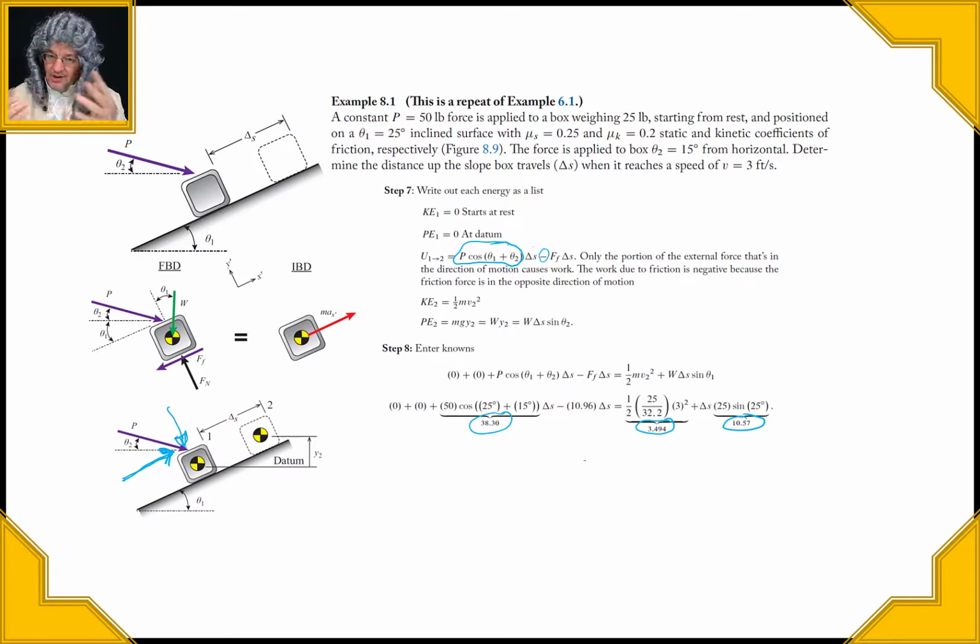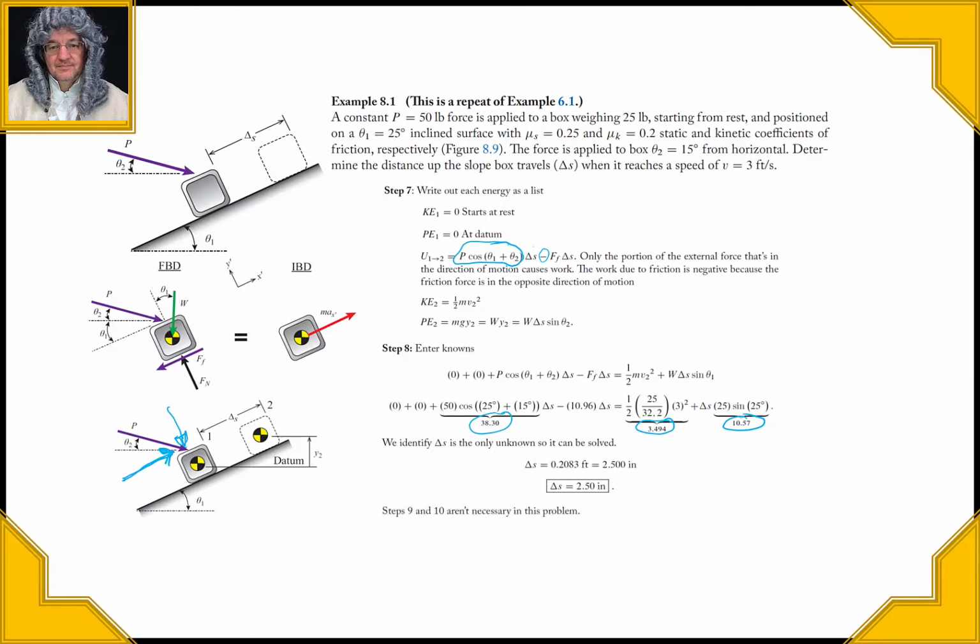There's also some physical significance. You can see what contribution each of the different parts of this equation makes and what is influencing the result. You can see here that we have a delta S in 3 different spots. One is due to the force P that's being applied, one is due to the friction, and one is due to the change in potential energy. So we solve for this. It's the only unknown, and we get 2.5 inches. That's the same thing that we got from example 6.1. Steps 9 and 10 aren't necessarily in this problem, but we check back and we see.